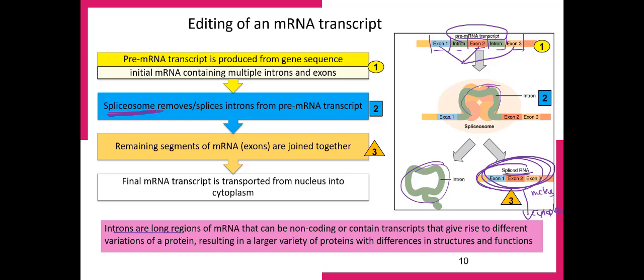And you've got here just a definition of introns. They're long regions of RNA that can be either non-coding or contain transcripts that give rise to different variations of the protein. So again, the same DNA can be transcribed into messenger RNA, and depending on the sections that become introns and exons, it will result in different variations of a protein.